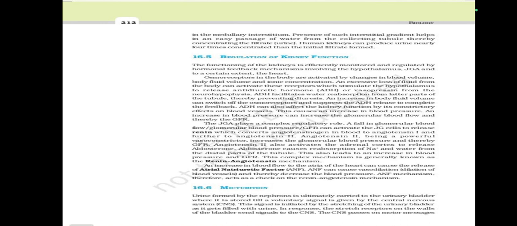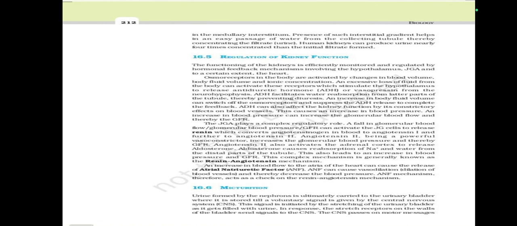The juxtaglomerular apparatus plays a complex regulatory role. A fall in glomerular blood flow, glomerular blood pressure, or GFR can activate the JG cells to release renin, which converts angiotensinogen in blood to angiotensin I and further to angiotensin II. Angiotensin II, being a powerful vasoconstrictor, increases the glomerular blood pressure and thereby GFR. Angiotensin II also activates the adrenal cortex to release aldosterone. Aldosterone causes reabsorption of sodium ion and water from the distal parts of the tubule. This also leads to an increase in blood pressure and GFR.